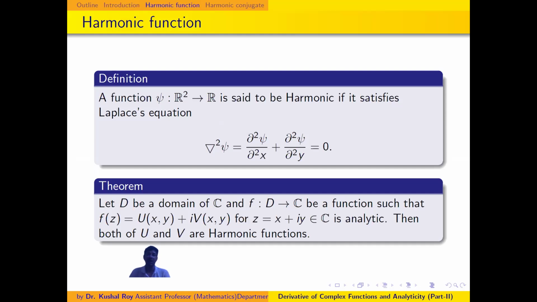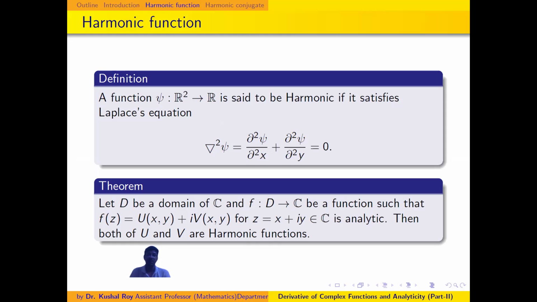So let us first define harmonic function. A function psi, which is defined from R2 to R, is said to be harmonic if it satisfies Laplace equation. That is, nabla square psi is 0. Nabla square psi is what? It is the sum of the second order partial derivatives of psi with respect to x and y respectively.